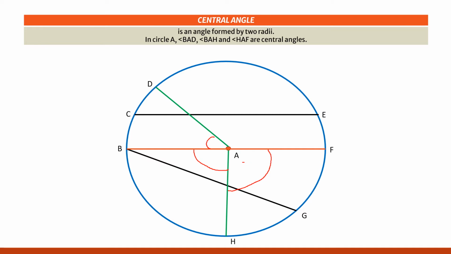Bakit nga? Kasi if you notice, angle BAD here is formed by 2 radii. Na kung saan meron tayong segment AB at segment AD. Dahil sila ay pinagkonekta, naka-form ng angle. At ang tawag doon ay central angle. Okay?